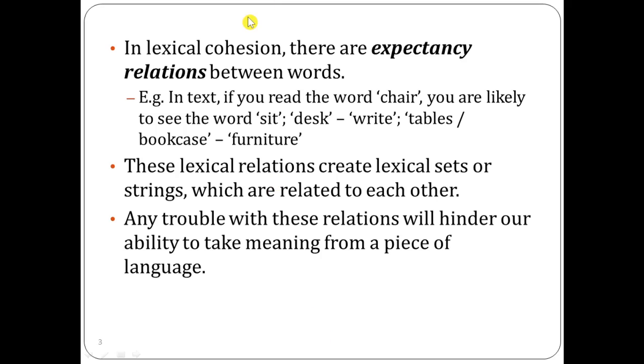In lexical cohesion, there are expectancy relations between words. For example, in a text, if you read the word chair, you are likely to see the word seat, like what I mentioned in the second text. For desk, we link the verb write: you write on the desk, for example. Table, bookcase, they belong to furniture. This lexical relation creates a lexical set or string which are related to each other. Any trouble or problem with this relation will hinder our ability to take meaning from a piece of language.